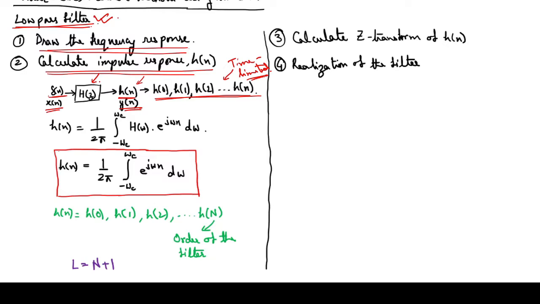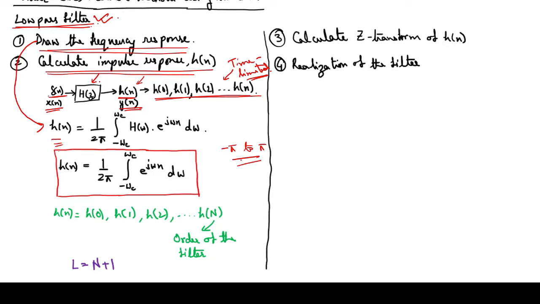Are you getting my point? Now the question is, from the frequency response, how do we get the h[n]? So the h[n] is given by 1 by 2 pi integral of minus omega c to omega c. Usually the limit should have been minus pi to pi.